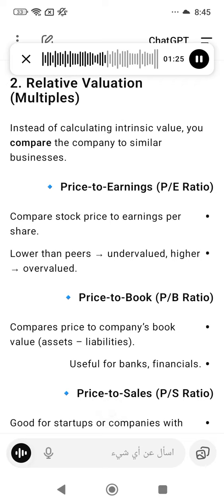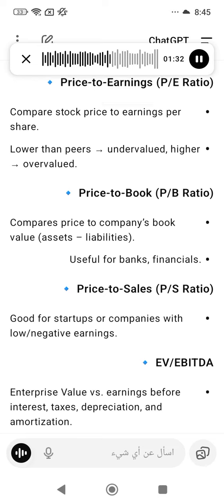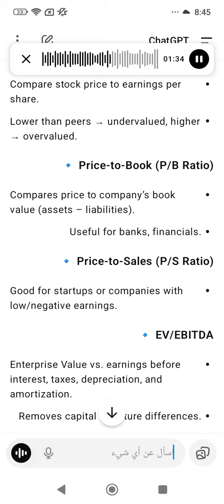Price to book, PB ratio, compares price to company's book value, assets minus liabilities. Useful for banks, financials. Price to sales, PS ratio, good for startups or companies with low or negative earnings. EV/EBITDA, enterprise value versus earnings before interest, taxes, depreciation, and amortization. Removes capital structure differences. Best for comparing companies in the same industry.